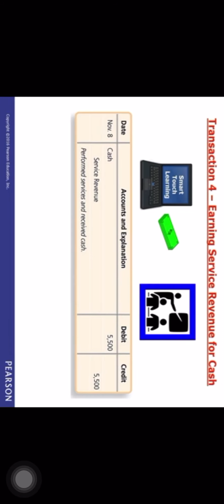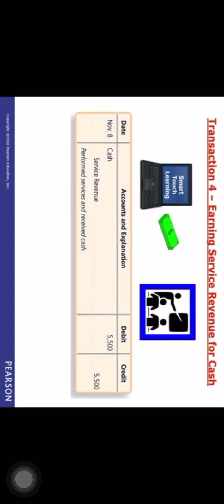In transaction 4, SmartTouch Learning earns service revenue by performing e-learning training services for a client, and the client pays them cash right away. When we do this journal entry on November 8th, cash is an asset. Assets go up on the debit side. $5,500 is what SmartTouch Learning earned. Service revenue is an equity account. It's a revenue account, and all revenues increase on the credit side, so that gets listed second with a slight indentation. We write the explanation, perform services, and receive cash for the services.